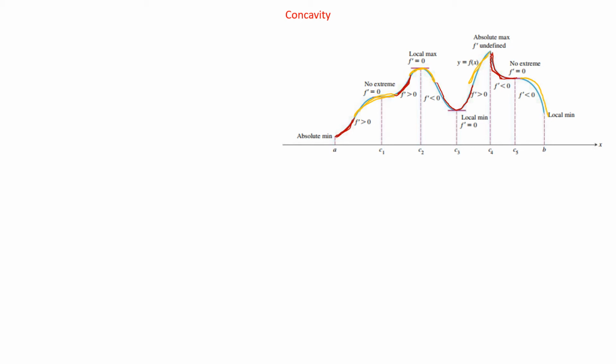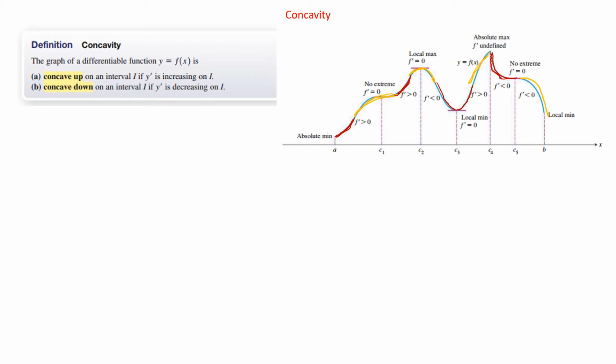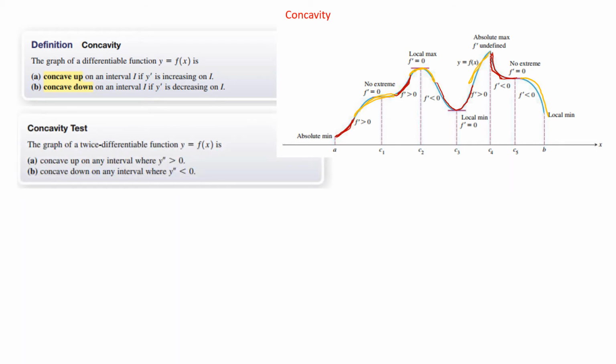So that's the concavity. The concavity has two options. It can be positive, which makes it concave up, or it can be negative, which makes it concave down. Now, what is the concavity? The definition is that it's the rate of change of the rate of change. It's the rate of change of the derivative. So it is the second derivative. If the second derivative is positive, it's concave up. If the second derivative is negative, it's concave down.